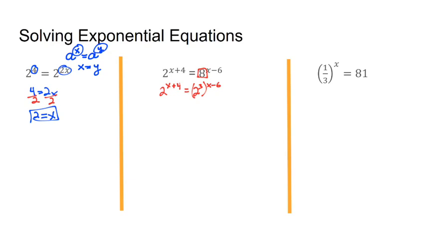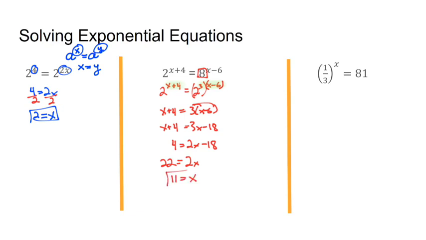Now I've rewritten these with the same base, so I can assume that these exponents are equal. In other words, x plus 4 is equal to 3 times (x minus 6). I should probably throw parentheses right there. And so now we can just solve this little equation. So I'm going to distribute: 3x minus 18 equals x plus 4. I'm going to subtract x from each side. I'm going to add 18 to each side. And I'm going to divide by 2 on each side. So we have that x equals 11 is the solution to this equation.